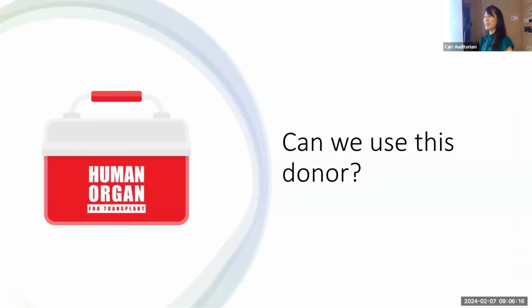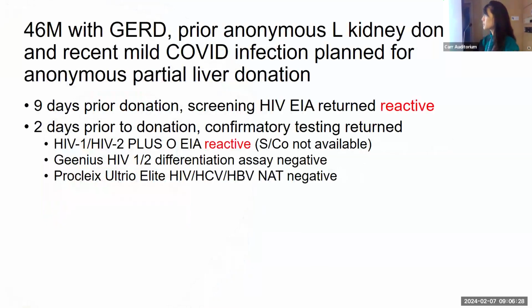So the next question that we get is actually the opposite side, right? Can we use this donor? And I see some of my transplant ID colleagues in the back. I've had many discussions with people about this. Still thinking about this from an organ transplant standpoint, I got called a couple of weeks ago because there is a living donor, a 46-year-old man, pretty healthy. He had previously donated a kidney and had recently had COVID infection, but was cleared from that. And he's planned to undergo anonymous partial liver donation. So as part of their pre-transplant workup, they do their usual donor screening.